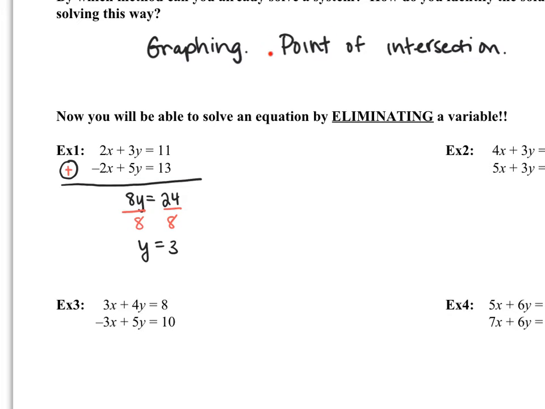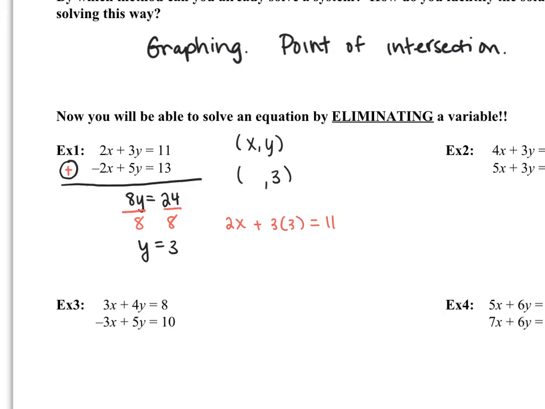But remember, when we're solving a system, we're really looking for the point of intersection, and a point is made up of two coordinates, an x and a y. Right now, I only have my y coordinate. So to find the missing x coordinate, I could put y equaling 3 in either of these two equations. I'm going to go ahead and put it in the top. So I'm going to have 2 times x plus 3 times y, but y is 3, equals 11.